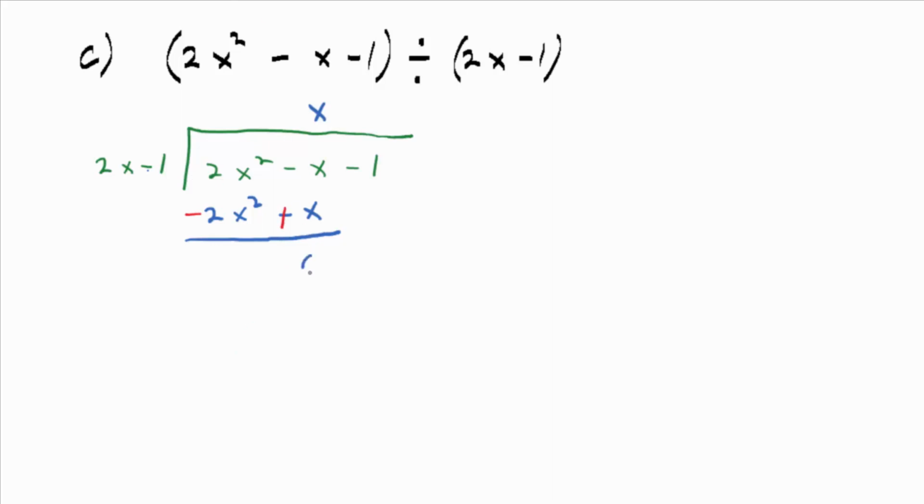I get 0, which is a little bit nerve-wracking. You're not used to having 0 there. But just go with it anyway. Put the 0 down. And then what's the next step? Bring down the minus 1. Okay, so you bring down the minus 1, and the usual process is to say, what can I multiply 2x by to get the minus 1?